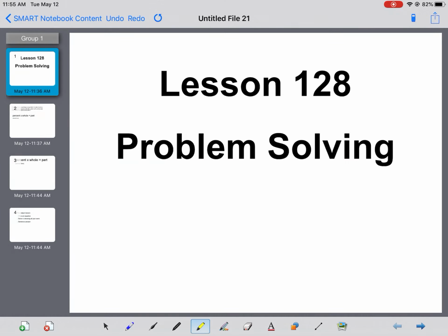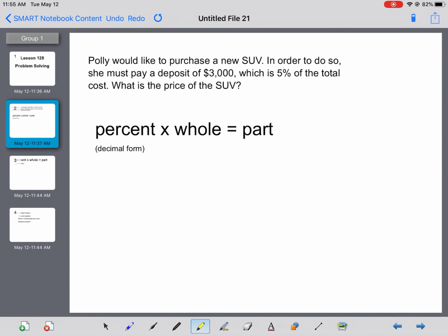Lesson 128, problem solving. So for today's lesson, you're going to be working with word problems, but once again, we're going to be working with percents. So you'll come across questions that look like the example I have here at the top.